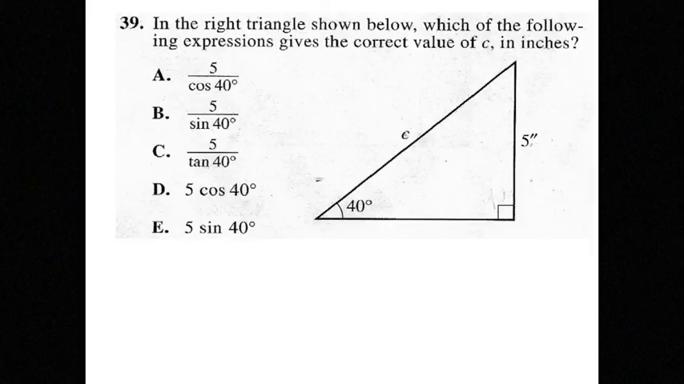39 gives us a little different way to look at what we've been doing. It says, in the right triangle shown below, which of the following expressions gives the correct value of C? Well, if you look at C, C is going to be the hypotenuse. Okay, how can we calculate this? Well, let's just start. If I did the cosine function, I need adjacent, which I don't have. This is my opposite. This is my hypotenuse. I'm going to need a function that ties together my opposite and my hypotenuse. That is going to be a sine function.